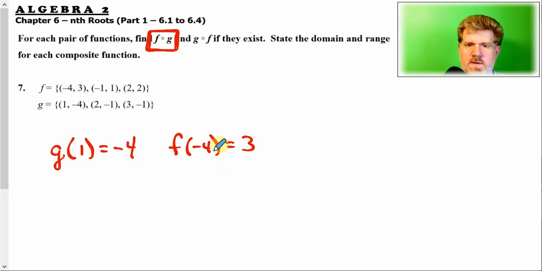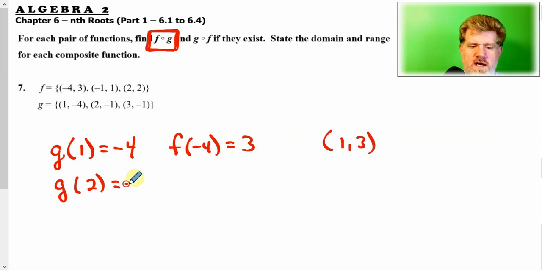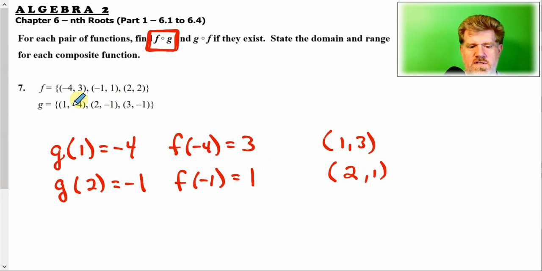So that means if I put those two functions together, if I start with 1, I end up with 3. Okay? It's got to work for all the points. The next point is if I put in 2, I get out negative 1. Well, guess what? That matches up here. If I put negative 1 in for f, I get out 1. So I started with a 2. I ended up with a 1.